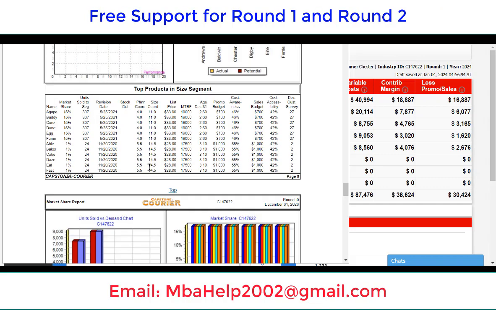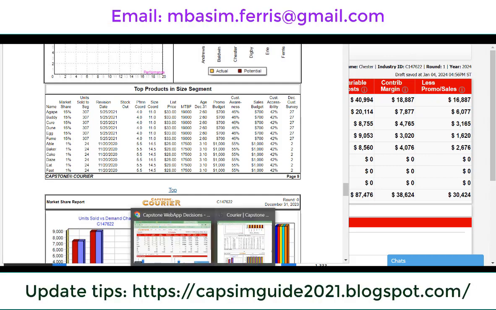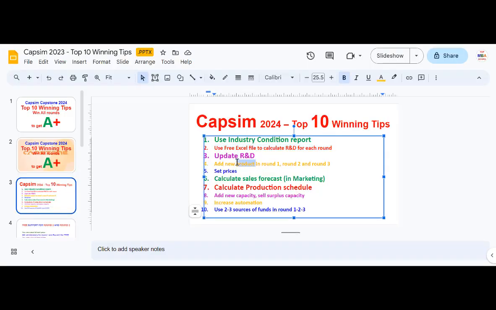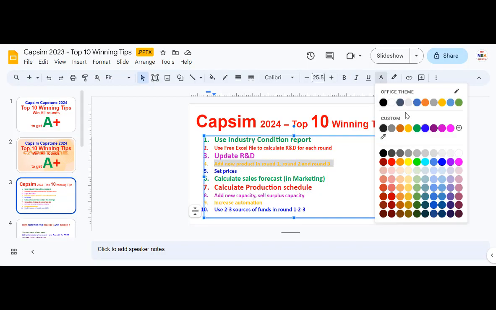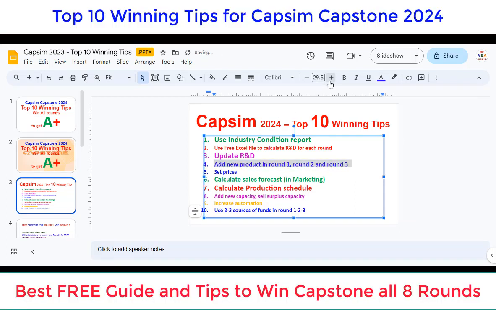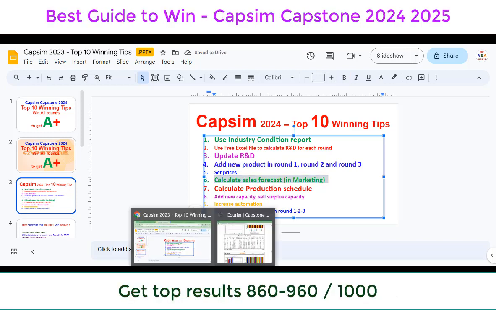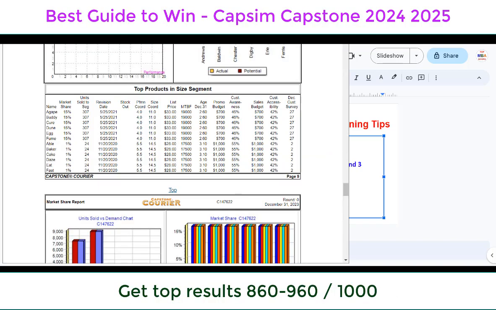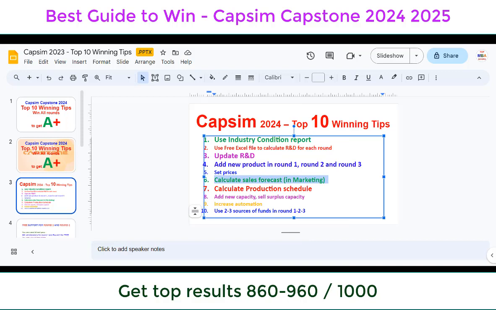So our strategy is we develop a new product in round 1, 2, and 3, and then we add a new product in round 1, 2, and 3 here. One round, one new product here. You see that, and set the price and calculate the sale forecast. And now I show you how to do that, right? How to do that here.